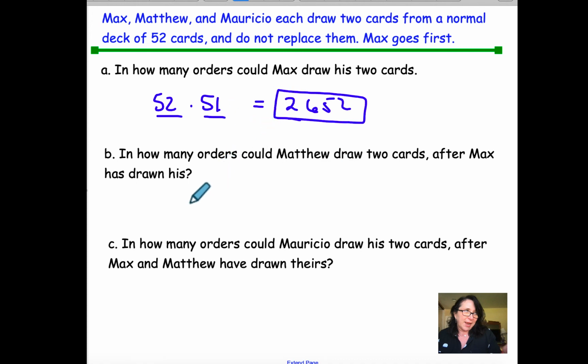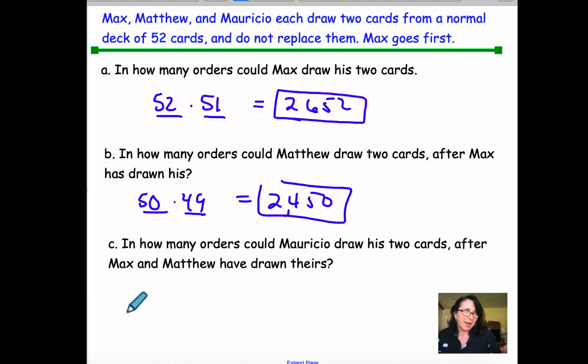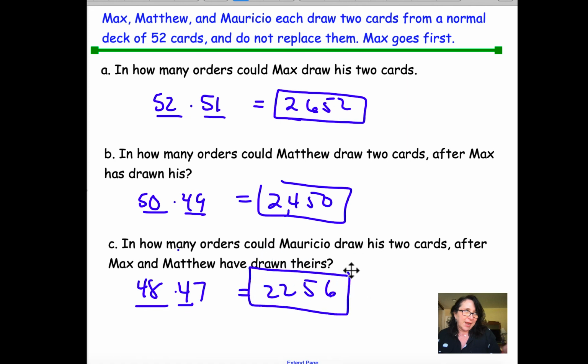But then after Max is done, there's Matthew, and Matthew's going to draw 2 cards also, but 2 cards are already gone. So now Matthew has 50 and then 49. And so that is going to be 2,450. And then Maurizio is going to go after Max and Matthew. And so they've already used 4 of the cards. So for Maurizio, he has 48 cards to choose from and now 47. And so his options are now what? 2,256, something like that. And so that's how many orders he could choose to draw his 2 cards.